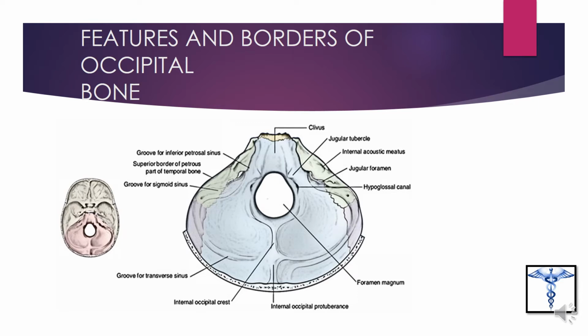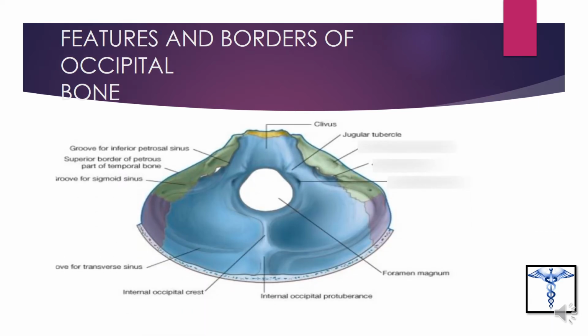Now coming to the next slide, here you can see the jugular tubercle, internal occipital protuberance, and internal crest. One more thing about the internal crest is that the falx cerebelli is attached to this internal occipital crest, and I'm going to show you in the next slide. Okay, now coming to the next slide.